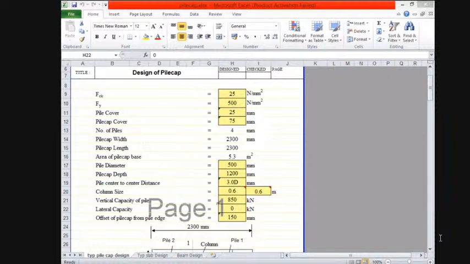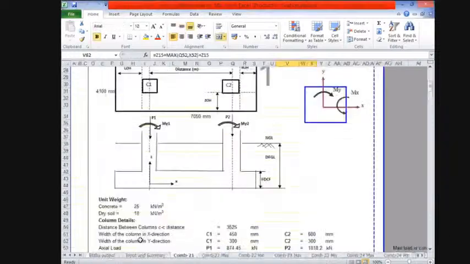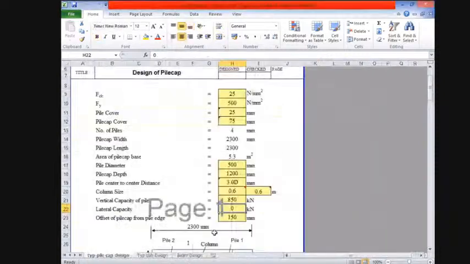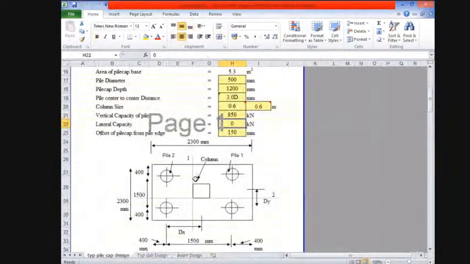Another thing before designing your pile cap is that you should know what type of pile it is, whether it is an end bearing pile or a friction pile. If it is an end bearing pile, then the distance between these two piles should be 2.5D.